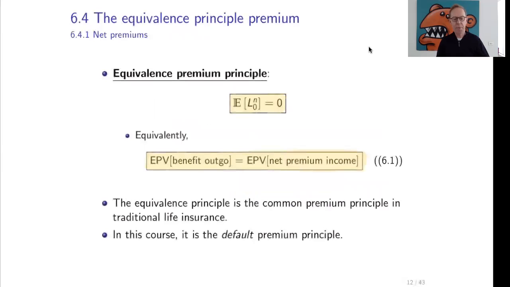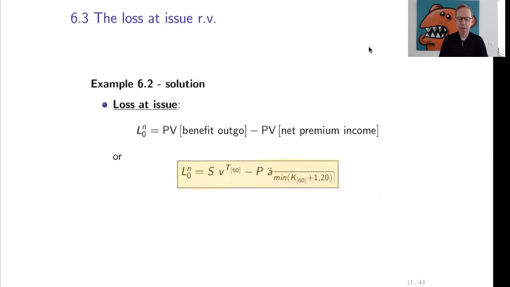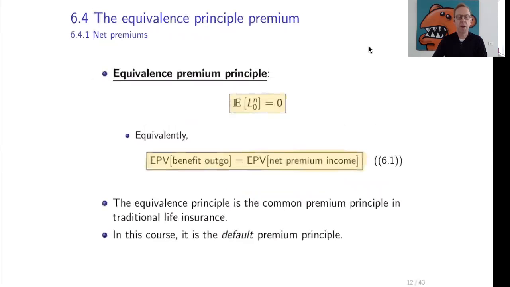Now we have the equivalence principle. How do we define the premiums? If you look at the previous contract, we said this is the loss function, but we do not mention yet how the insurer, if he sells this contract, is going to determine this P. Well, in practice, one determines the premium with the equivalence principle.